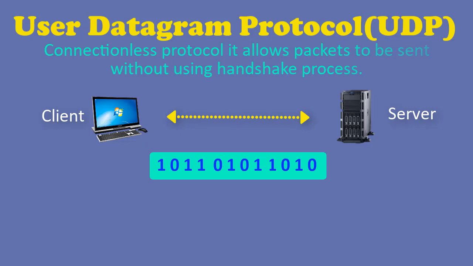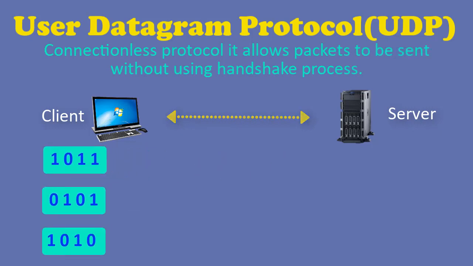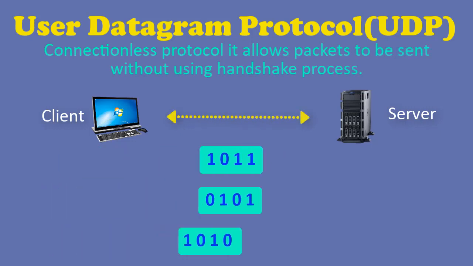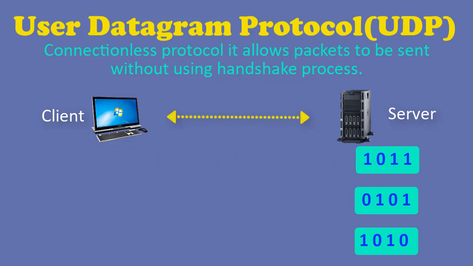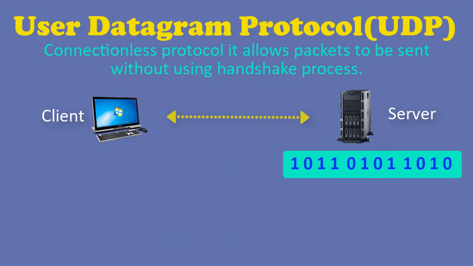Next is User Datagram Protocol or UDP. It is a connectionless protocol which allows packets to be sent without using a handshake process. It is typically used to transfer small amounts of information.